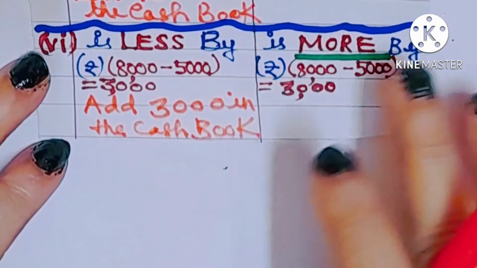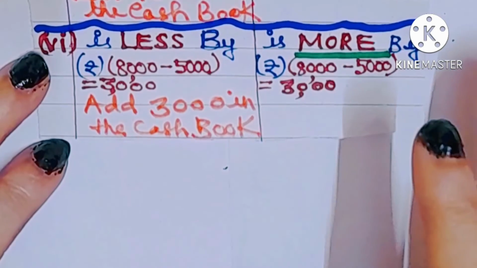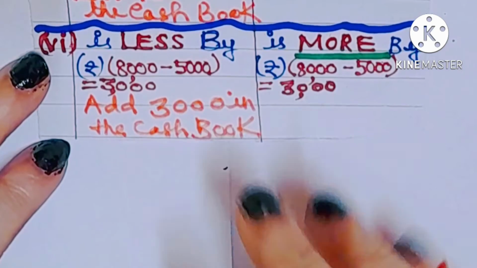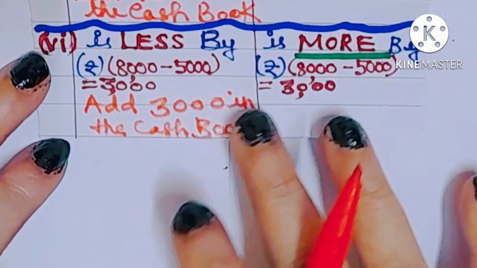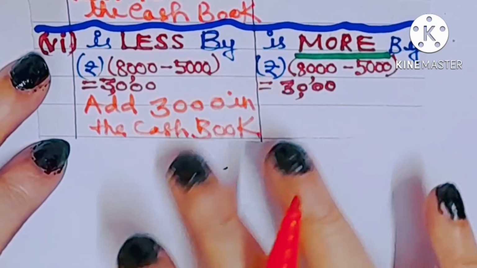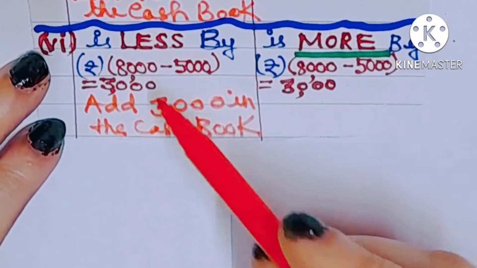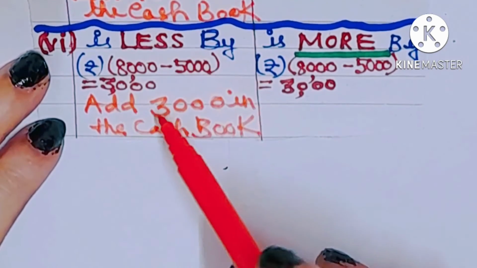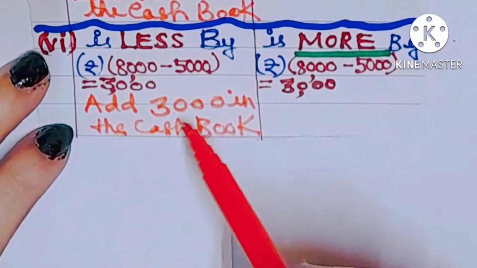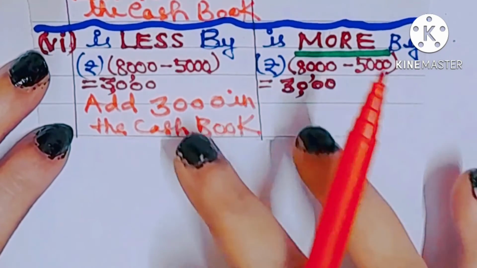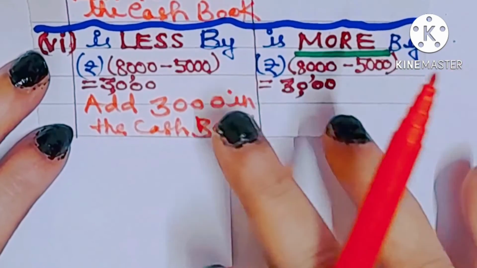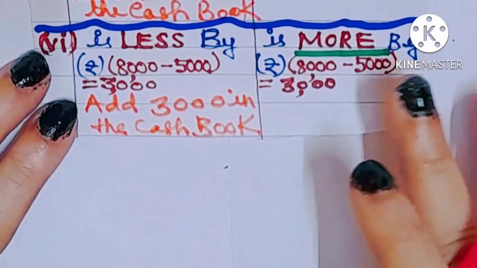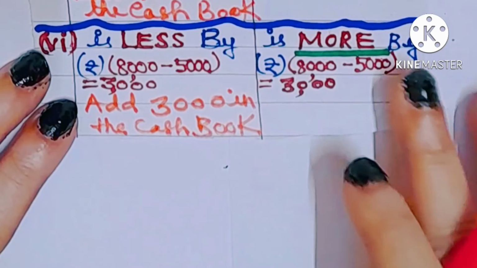Our job is to make cash book balance equal to passbook balance, but we cannot touch the passbook because the passbook is not given in our problem. What is given to us? Cash book balance. So whatever changes we have to make, we have to make in the cash book. We can add or less, and we have to do it in the cash book. Since passbook balance is more by rupees 3,000 and cash book balance is less by rupees 3,000, add rupees 3,000 in the cash book. If you add rupees 3,000 in the cash book, then cash book balance will be equal to passbook balance. Understood? So let's add rupees 3,000 in the bank reconciliation statement or BRS.